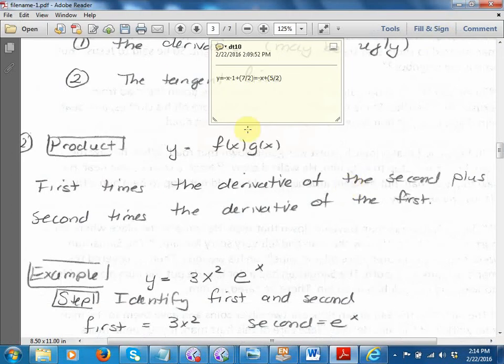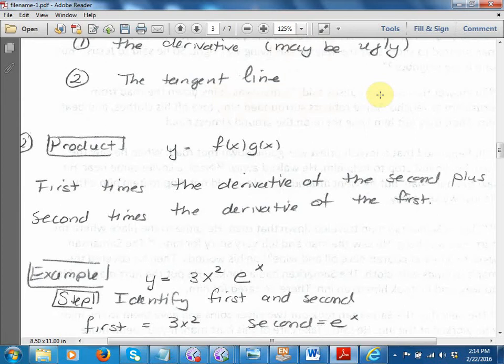The second one's a product rule. What if you have two functions that are multiplied to each other? It wouldn't usually be polynomials, but you could get a kind of polynomial looking thing that's nasty looking. But usually it's that you get 3x squared times a special function like sine, cosine, or e to the x. I have e to the x here because e to the x you do see in medicine all the time.